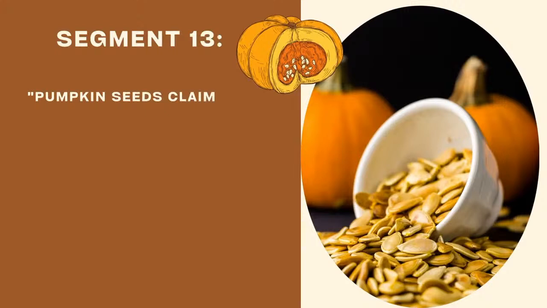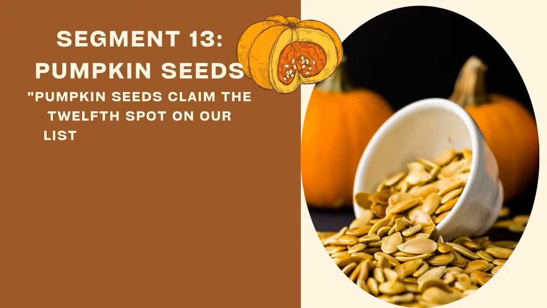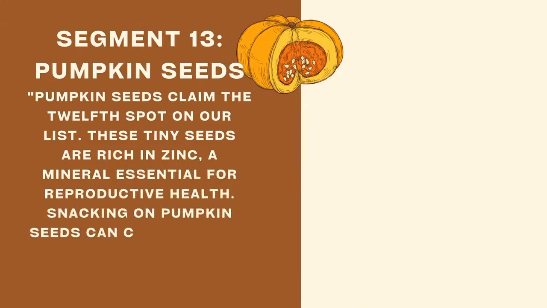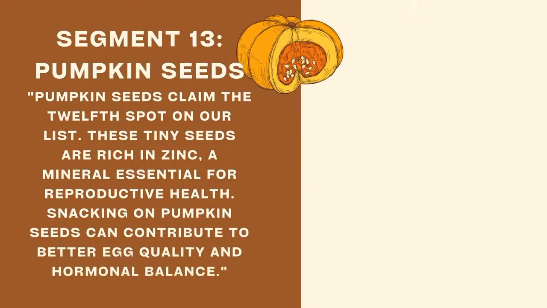Pumpkin seeds. Pumpkin seeds claim the 12th spot on our list. These tiny seeds are rich in zinc, a mineral essential for reproductive health. Snacking on pumpkin seeds can contribute to better egg quality and hormonal balance.